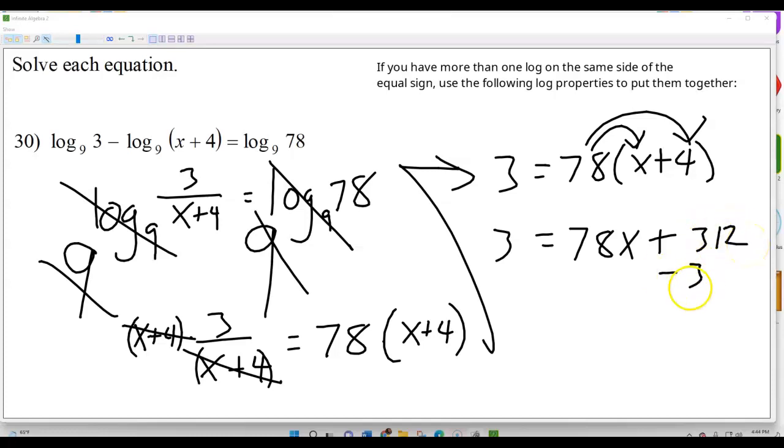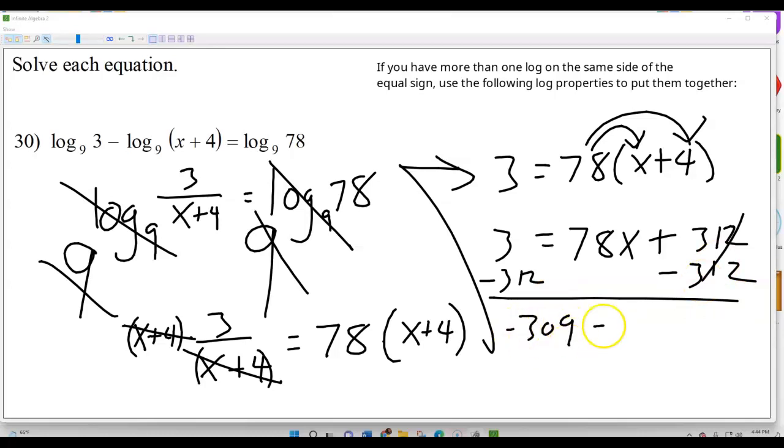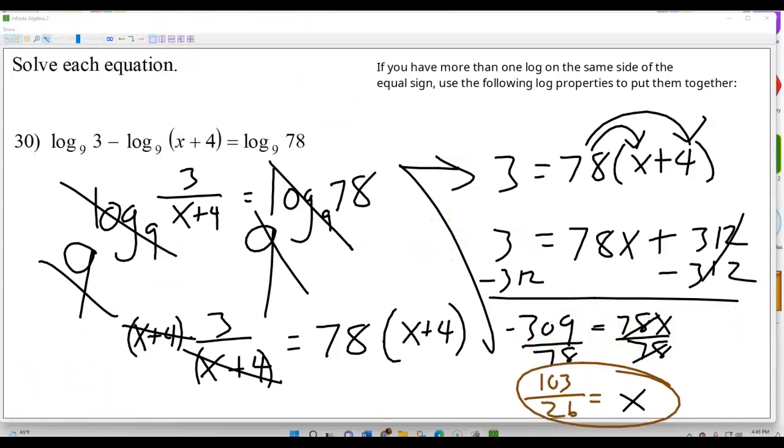And from there, we're just going to solve for x. So I'm going to move the 312 over. Negative 309. And then divide. And it doesn't look like it goes in there evenly, but it can be reduced. I think 3 goes into the top and the bottom here, so let's reduce by 3. All right, and so there's that one, 103 over 26.